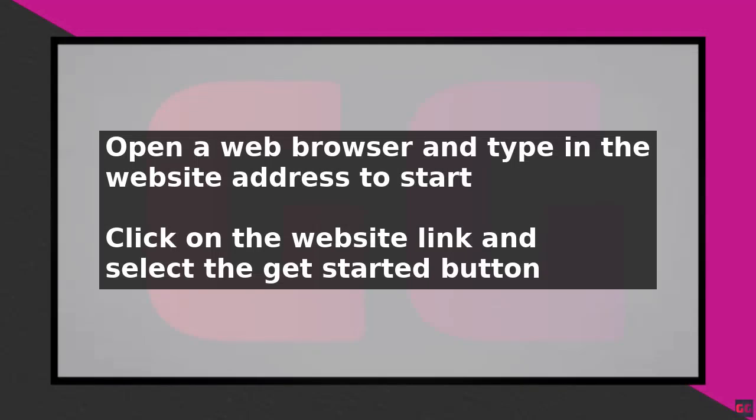To create invoices and set up a shop, start by opening a web browser and typing in the website address. Click on the website link that appears. Then select the Get Started button. Choose between the paid and free versions to download and install on your device.